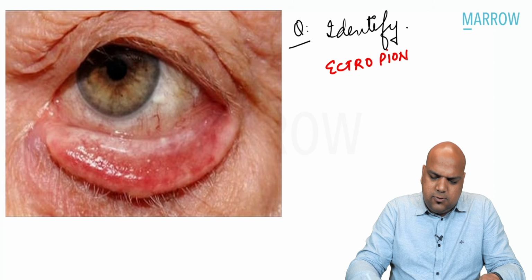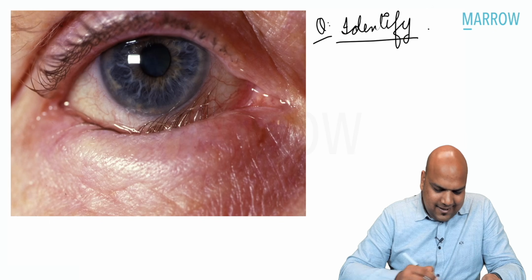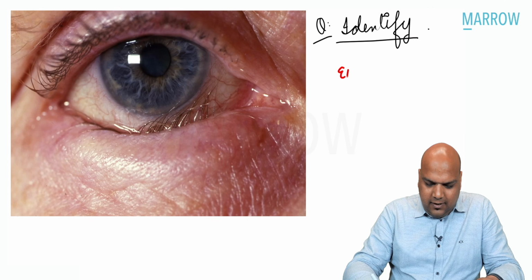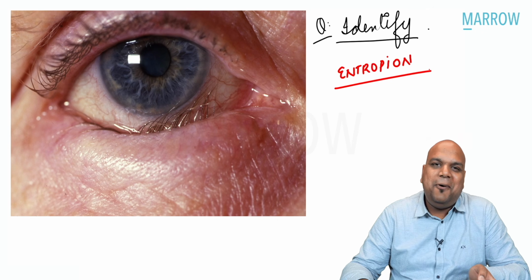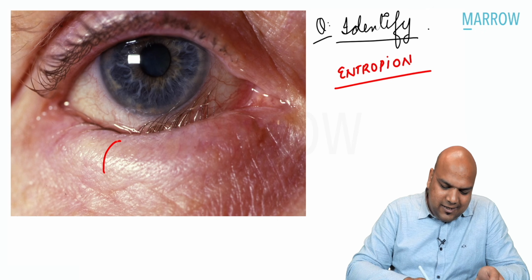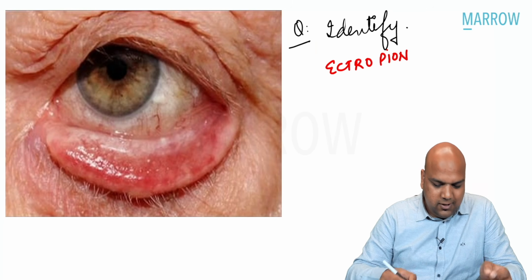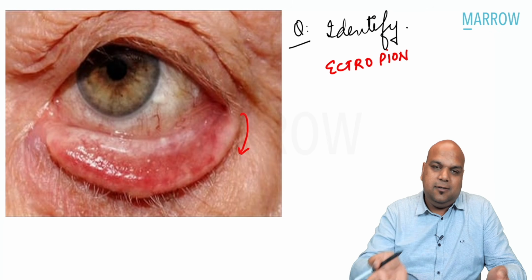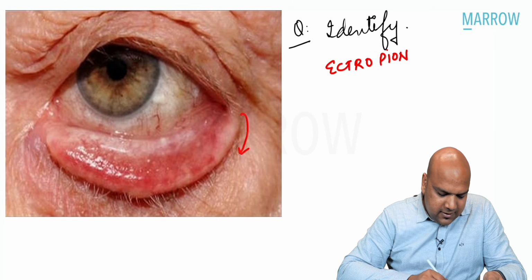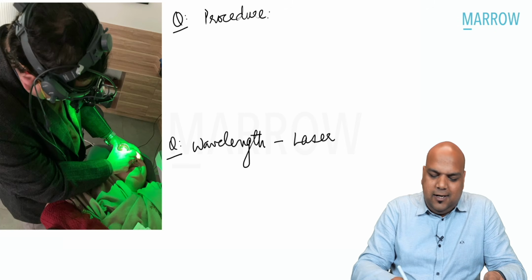Ectropion. This is probably just to ease you out. Then, entropion. Do I need to define them? Entropion is inward turning of the eyelid. You can see that the eyelid is turned inwards. Oh, I'm so sorry. Ectropion is outward turning of the eyelid. The eyelid is turned out. Easy go. Okay, let's move on to the next image.